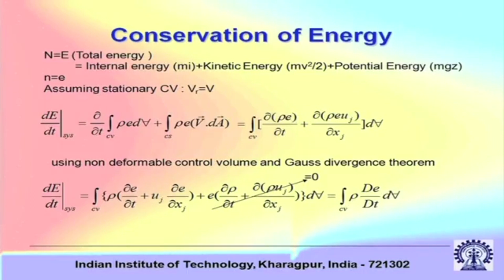In thermodynamics books the internal energy is given by U, but we are already using U for velocity. So, we are considering I as the internal energy per unit mass, just a notational difference, but otherwise these are very familiar forms of energy that you know from thermodynamic considerations. Small n is capital N per unit mass. So, small n is what? Small n is I plus V square by 2 plus Gz.